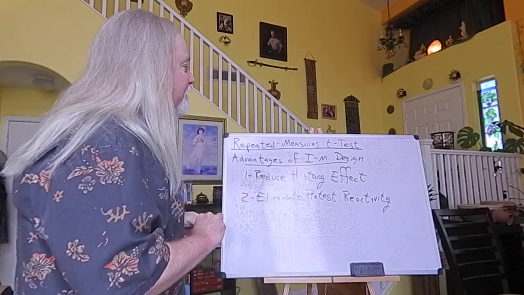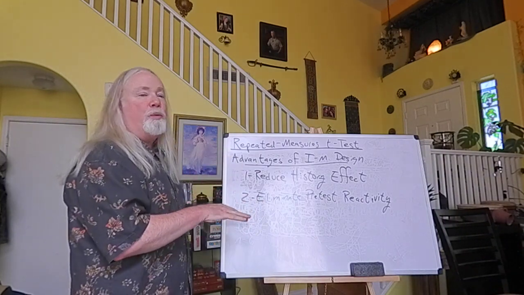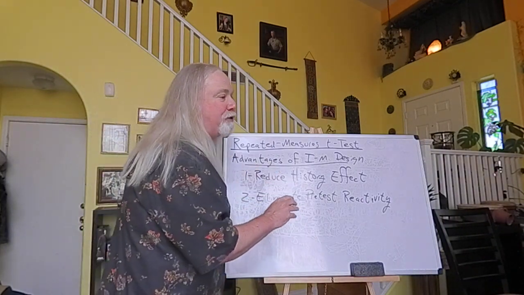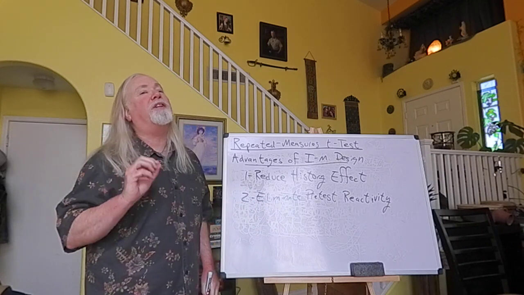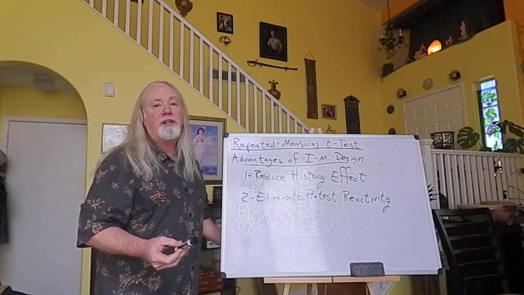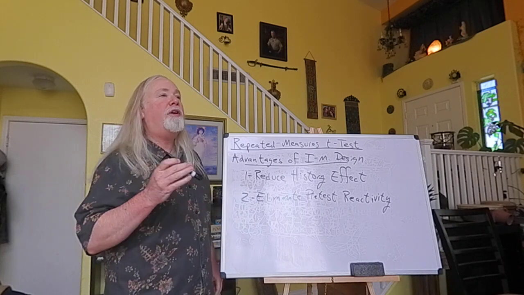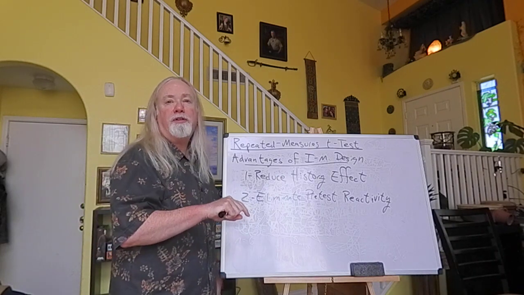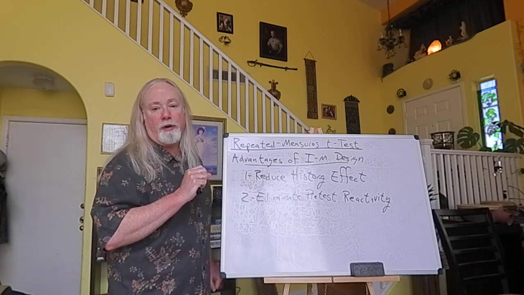The second one we'll have here, and that'll conclude this list, is we're going to completely eliminate the risk of something called pretest reactivity. Pretest reactivity is almost exactly what it sounds like. It's when our research participants, our subjects, are reacting to the first test. They're not changing because of the treatment they're receiving. They're changing because of the testing they've gone through.